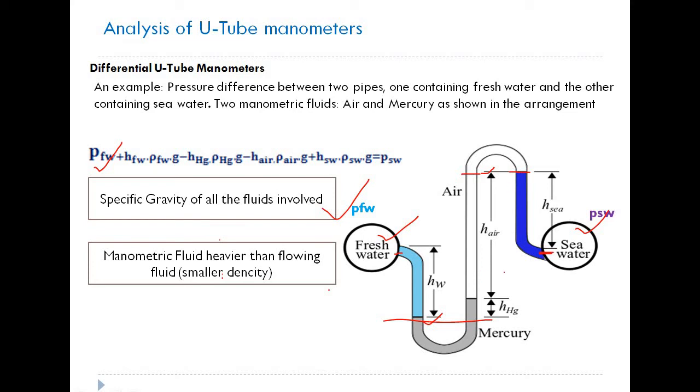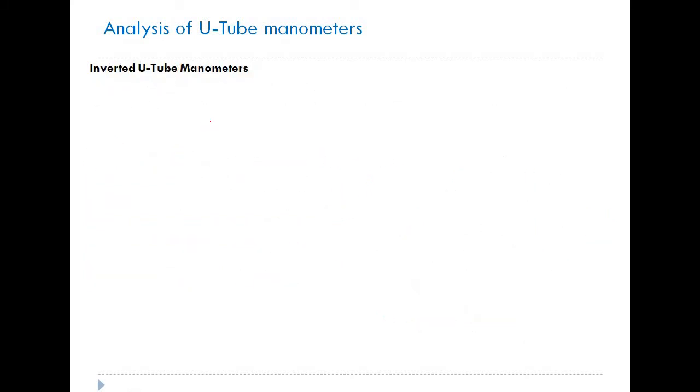So you can measure h_air, you can measure h_SW, you can measure h_FW, you can measure h_Hg. In the problem it will be given. So once we know all these h values and the specific gravity, you can find the difference in pressure between the two pipes, that is P_FW minus P_SW. So this is how a differential U-tube manometer works, and this is how the pressure difference is estimated.